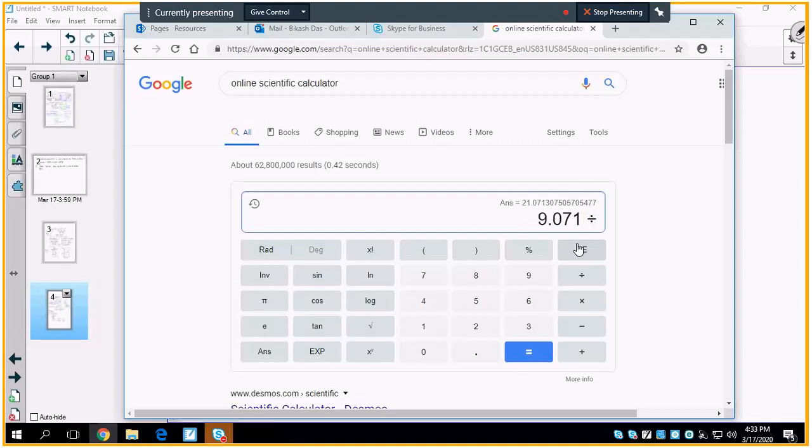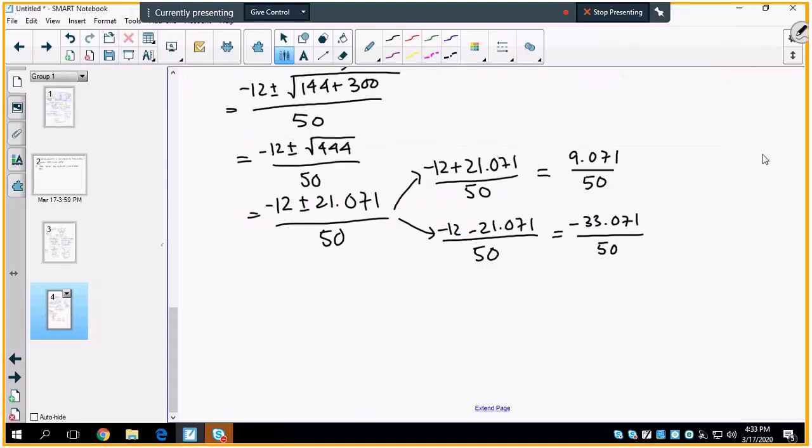9.071 divided by 50. Rounding to 3 decimal places, I get 0.181. So the first solution, the algebraic solution, rounded to 3 decimal places is 0.181. Then you do the same work with negative 33.071.